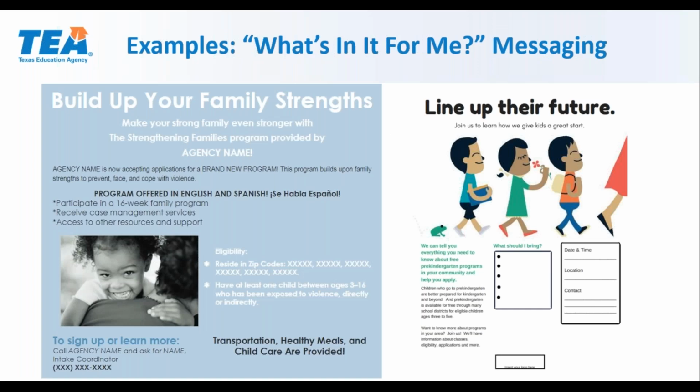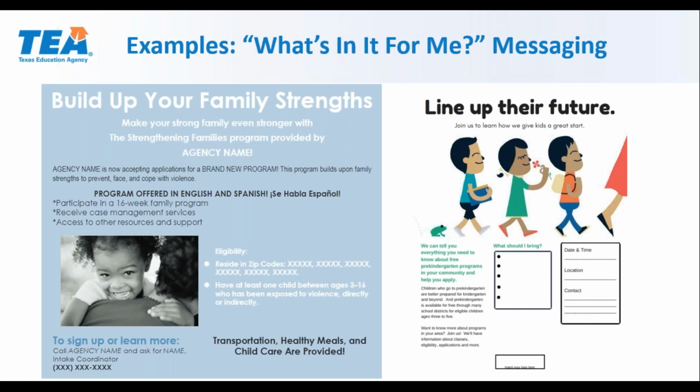And here are 2 examples of that. What's in it for me messaging on the first one: build up your family strengths. There was some research conducted, and there's an outreach toolkit included in the resources section of this presentation, but it was talking about building on families' existing strengths. This is for a different program, but it can give you an idea of how to start. It says, build up your family strengths, make your strong family even stronger with the Strengthening Families program. So you could create something similar for your pre-K program.